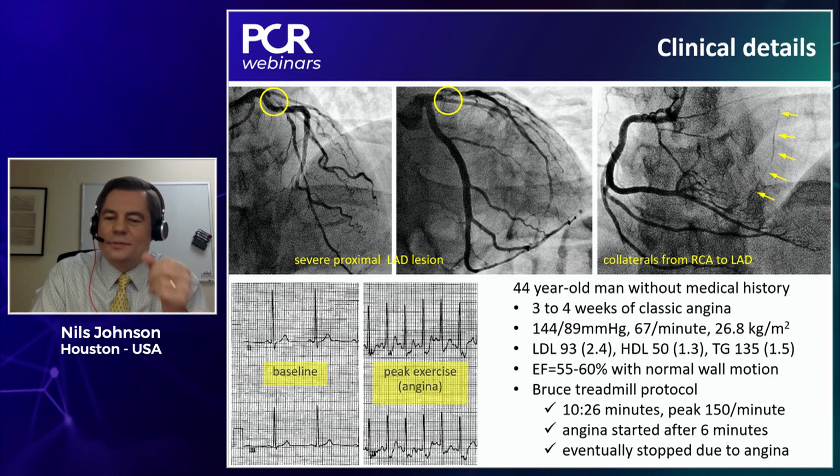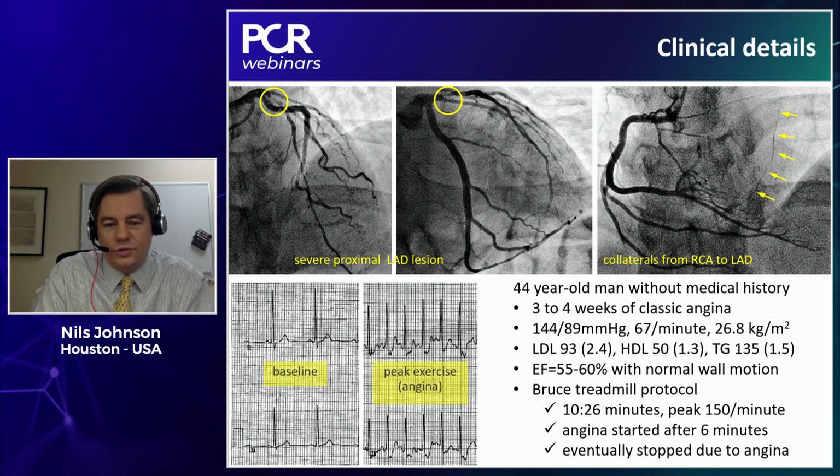The backstory to this patient is he's a 44-year-old man who came with no history. He developed over the past several weeks really classic symptoms of angina. When I saw him in clinic, he was a little bit hypertensive, had very mild lipids, did an ultrasound, and that showed completely normal wall motion. I put him on a treadmill and he went for 10.5 minutes and developed angina after 6 minutes. And that's actually what then eventually stopped his exercising on the treadmill. And you can see on the left-hand side there, he developed significant ST segment depression.